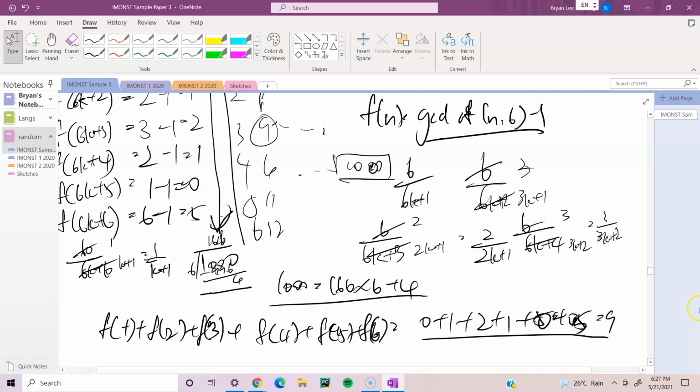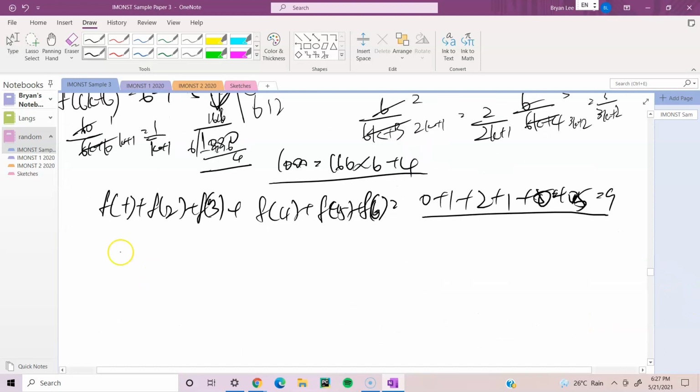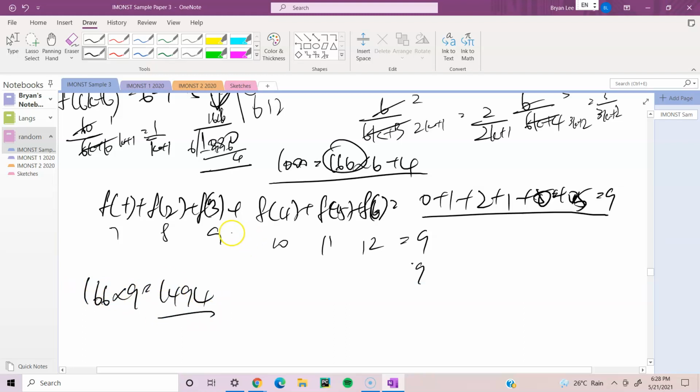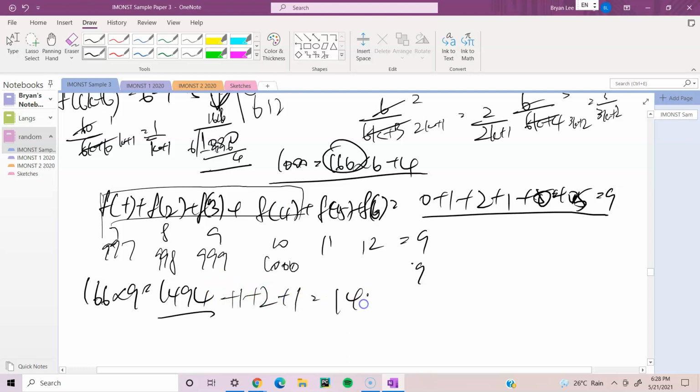And then we know that f7 plus f8 plus f9 plus f10 plus f11 plus f12 is the same as above, so it will also be 9, and then the next row will also be 9 and so on. Now we can have 166 rows of these, so 166 times 9 is 1494. We are very close. Now, we just need to count. f997 is equal to f1, f998 is equal to f2, f999 is equal to f3, and f1000 is equal to f4. So if we count this, we add another 1 plus 2 plus 1, so 1494 plus 1 plus 2 plus 1 will be equal to 1498.